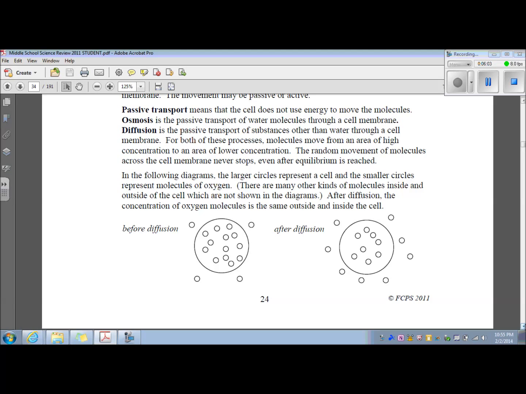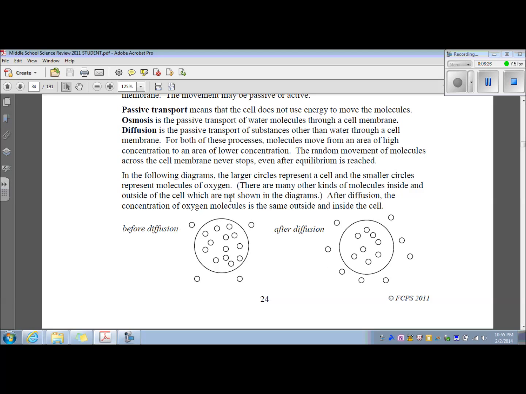In the following diagrams, the larger circles represent a cell, and the smaller circles represent molecules of oxygen. There are many other kinds of molecules inside and outside of a cell, which are not shown in the diagram. After diffusion, the concentration of oxygen molecules is the same outside and inside the cell.